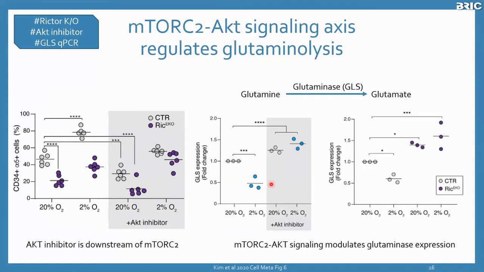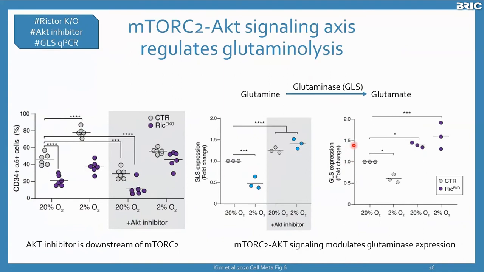Now, since glutamine to glutamate conversion is very important through the glutaminase enzyme called GLS, I looked into the level of GLS in the case of 20% cultured cells and 2% cultured cells treated with or without AKT inhibitor. You can see that when cells were cultured in 2% oxygen, which is when more hair follicle stem cells are produced, GLS expression was decreased. However, when I treated cells with AKT inhibitor, that led to an increased level of progenitor cells, and as you can see here, in the jump from here to here, GLS expression was increased. So this indicates that perhaps GLS may be playing a role in changing hair follicle stem cells into progenitor cells.